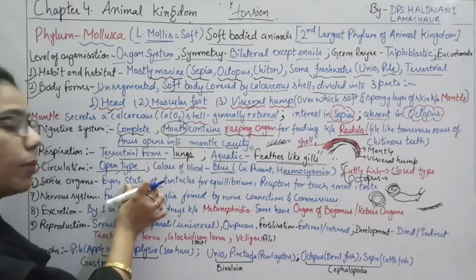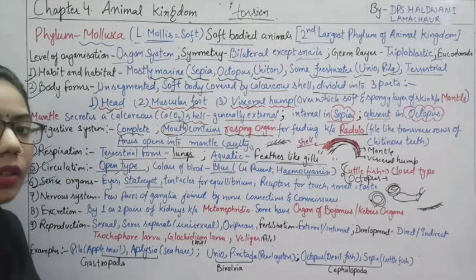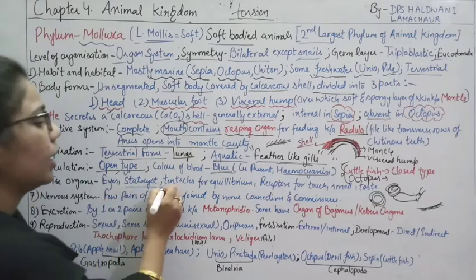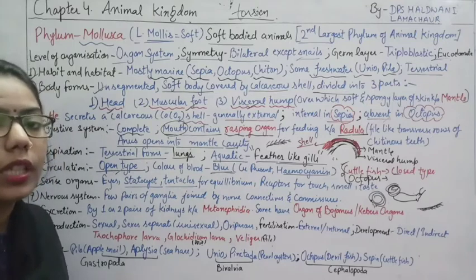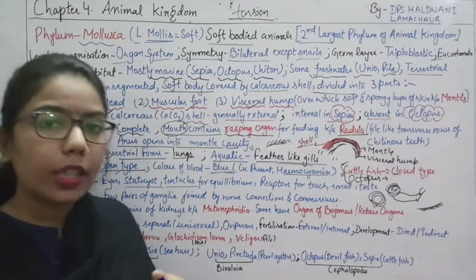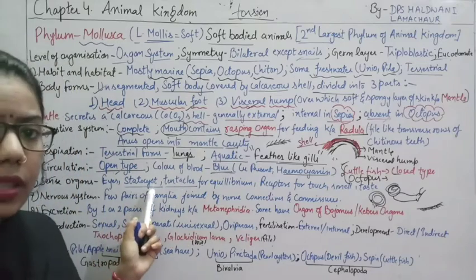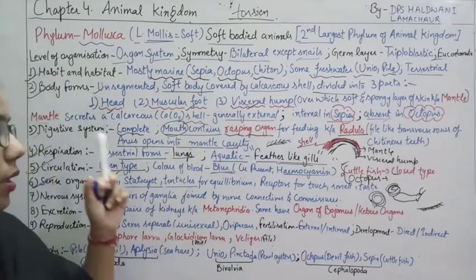हमने statocyst की बात पहले भी की है. The function of statocyst is to balance the body, बॉडी को बैलेंस करने के काम आता है. And they are having tentacles also. These tentacles again for the equilibrium of their body. So these are the sense organs which are helpful for the molluscans, right?